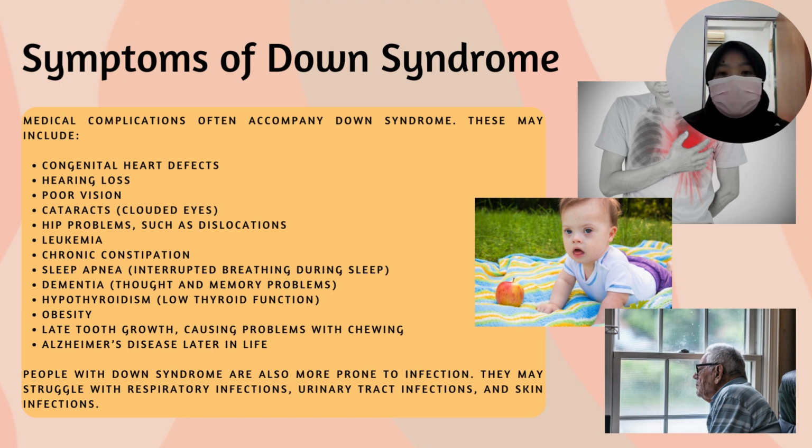Another symptom of Down syndrome that we can see is in the aspect of medical. Some medical complications that often accompany the Down syndrome condition include congenital heart defects. This is very common, congenital heart defects. They also might have hearing loss, poor vision, cataracts, also known as clouded eyes, and hip problems such as dislocation, leukemia, chronic constipation, sleep apnea, also known as interrupted breathing during sleep.